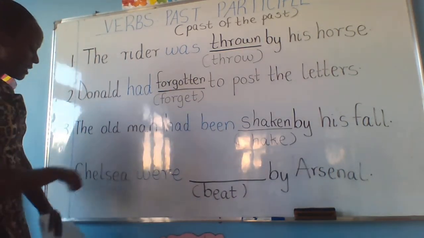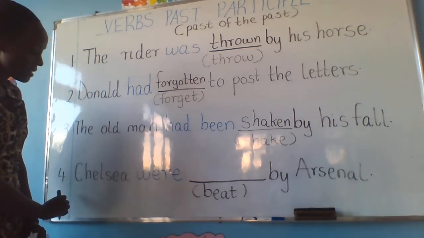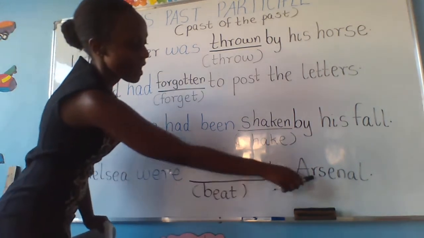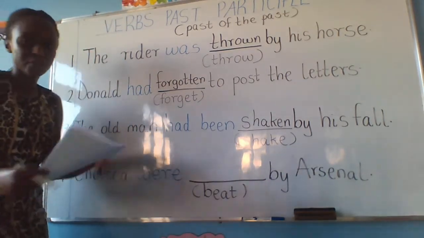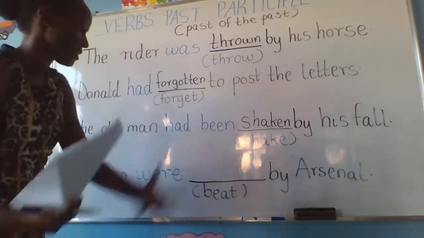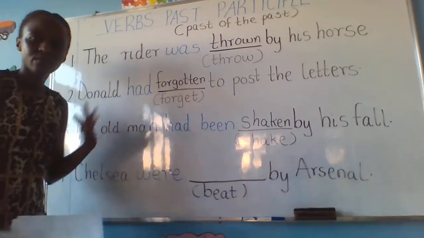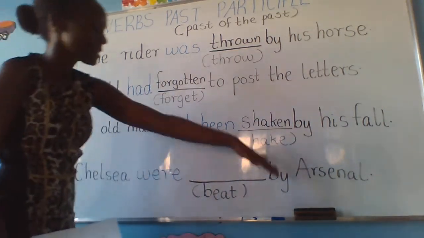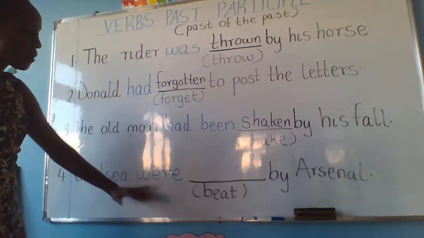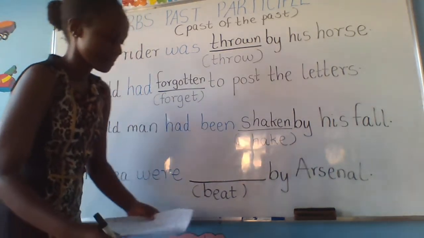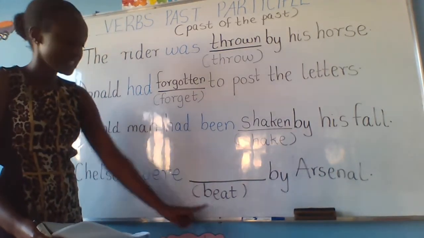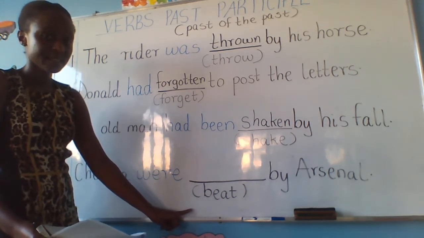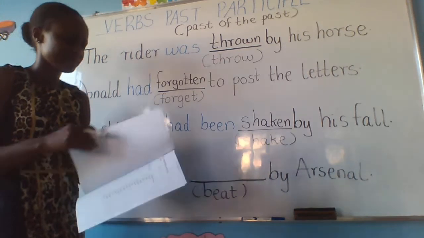Good. Our last sentence. Chelsea were dash by Arsenal. Football teams. Like, which team won? Is it Chelsea or Arsenal? So Chelsea were dash by Arsenal. The verb that you have to change is, look here, beat. Say beat. What is the past tense of beat?